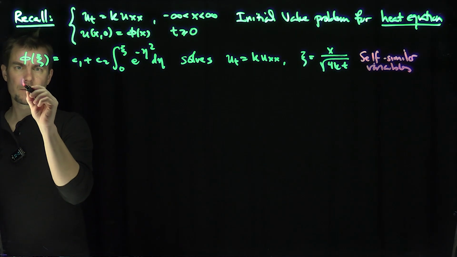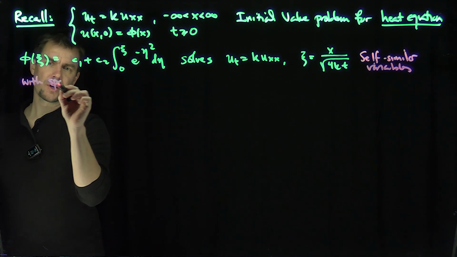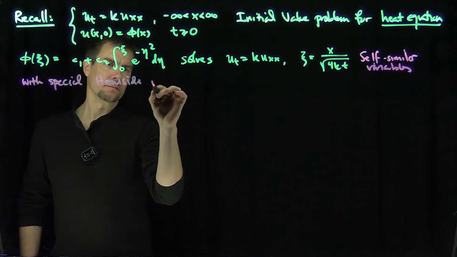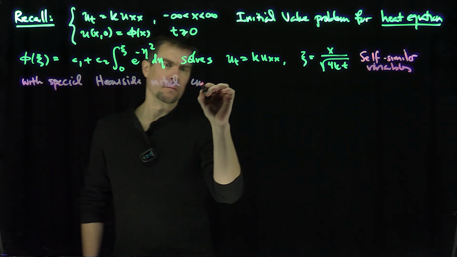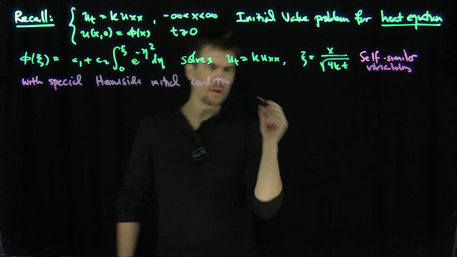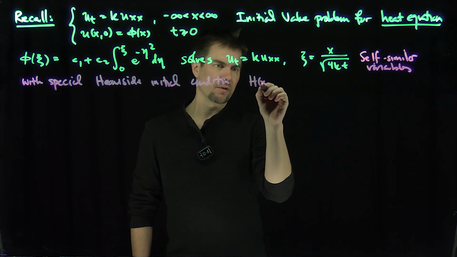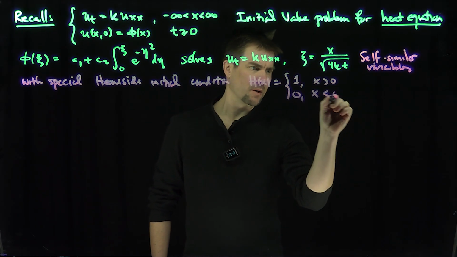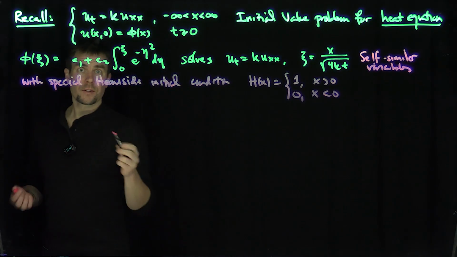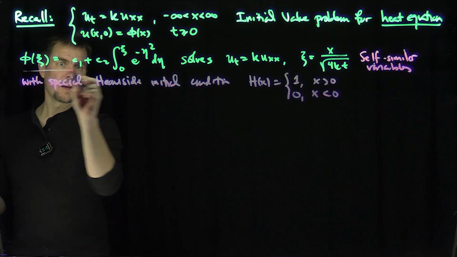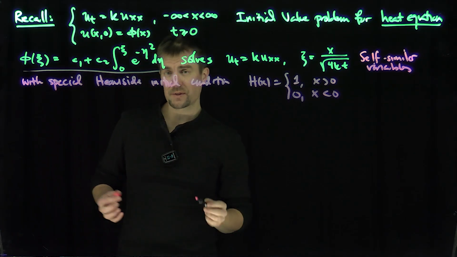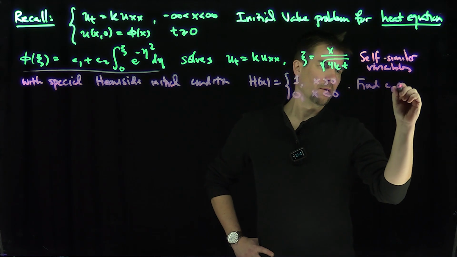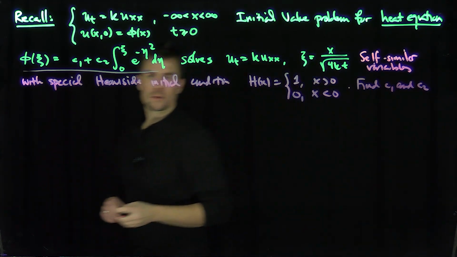A special initial condition, the Heaviside initial condition. Let's specify the initial condition h of x, which is just going to be 1 if x is greater than 0, and 0 if x is less than 0. So if I want to find the solution to the heat equation that is of this form and has this initial condition, we can find c1 and c2. So let's do so.